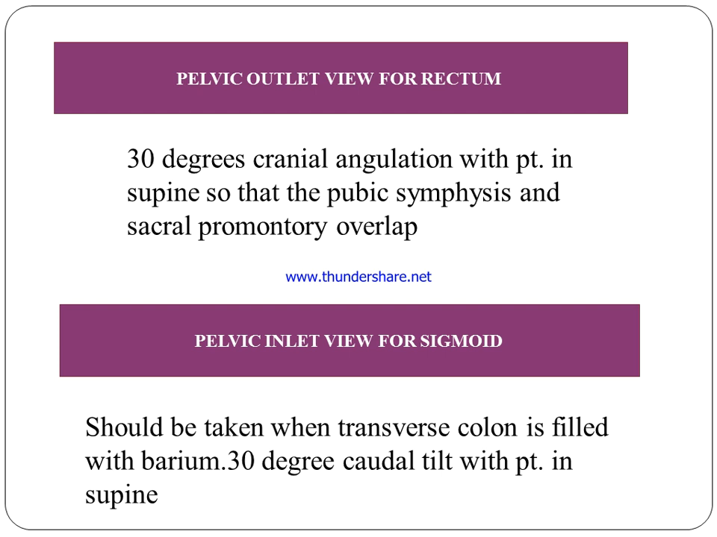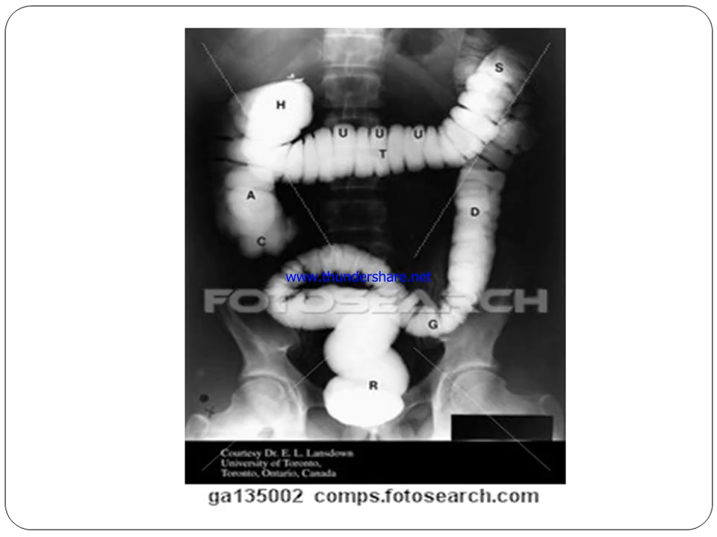Pelvic outlet view for the rectum means we use 30-degree cranial angulation with the patient supine, so that the pubic symphysis and the sacral promontory overlap. The pelvic inlet view for the sigmoid should be taken when the transverse colon is filled with barium, with a 30-degree caudal tilt and the patient in a supine position. These are barium enema radiographs.